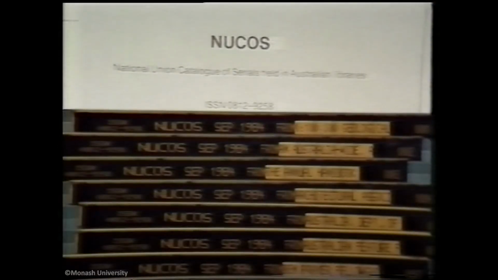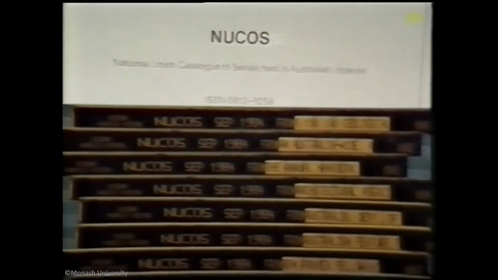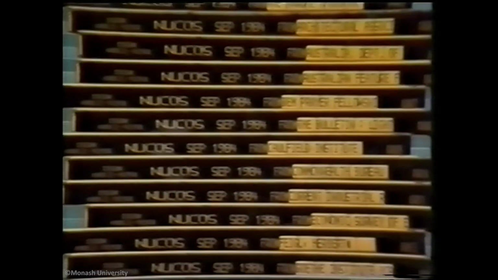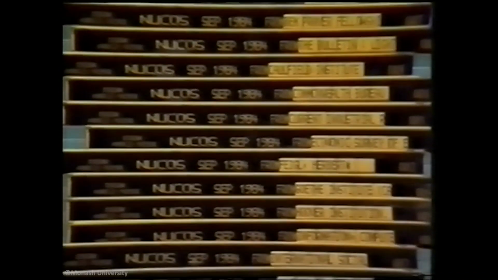If the journal had not been listed in the printed volume, Margot would have checked the microfiche supplements which have been used since 1976 to update SSAL. A new system called NUCOS, or National Union Catalogue of Serials in Australian Libraries, was introduced in 1984. This system will gradually replace SSAL.